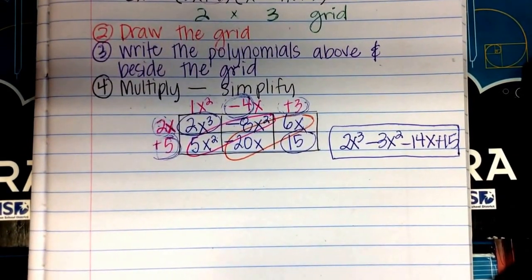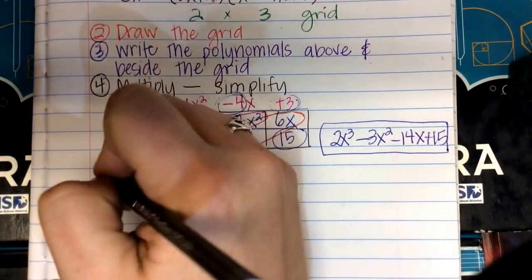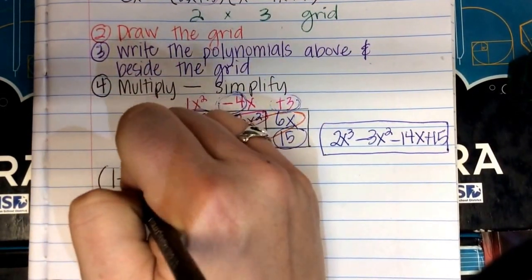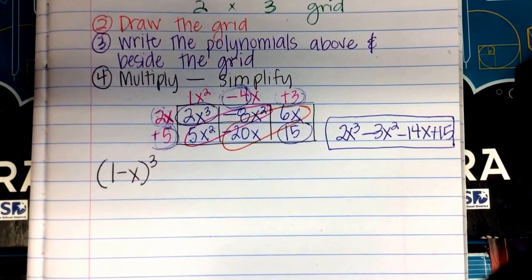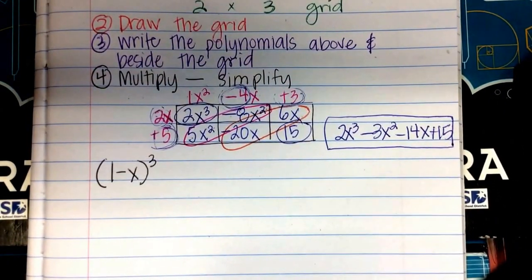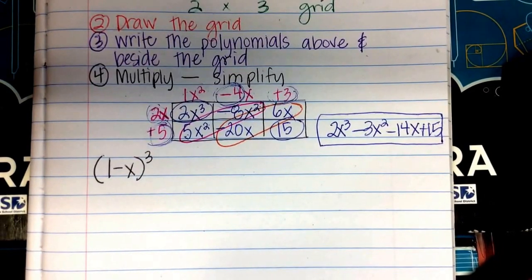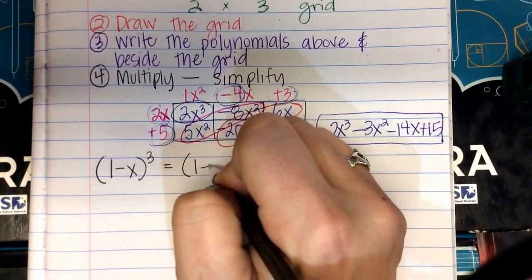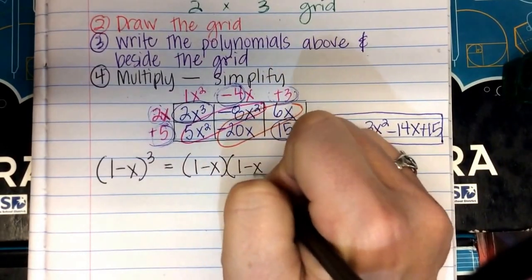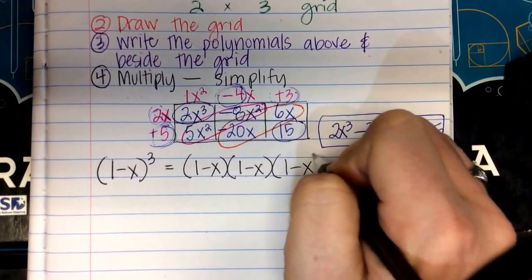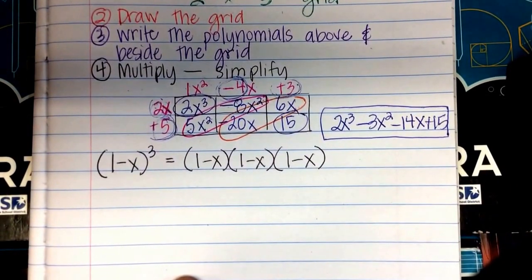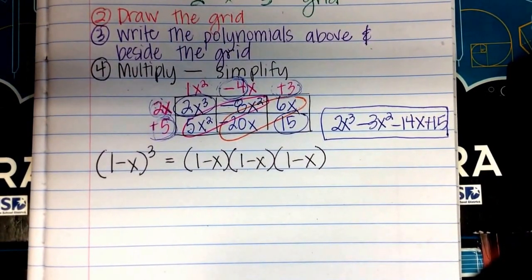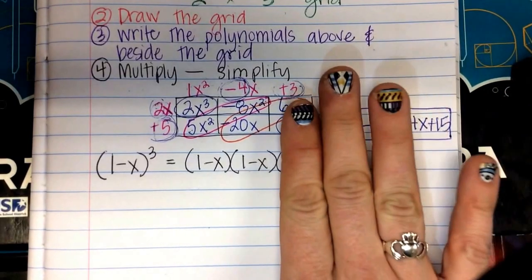Let's do one more problem. Ready? What if I gave you this problem? What is my first step? Keegan? I'd write it out 3 times. And then we're going to chunk it together. We're going to break it up into pieces. I'm going to cover up one piece.